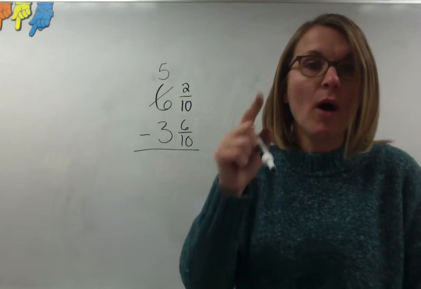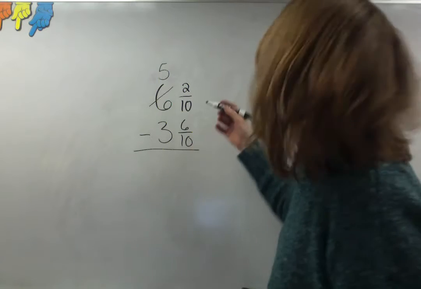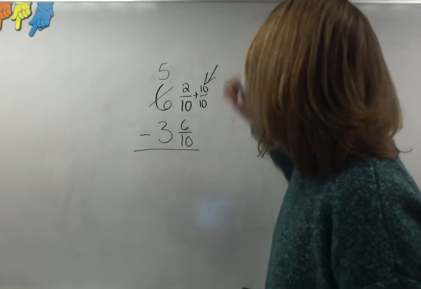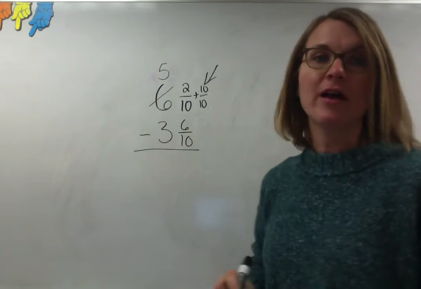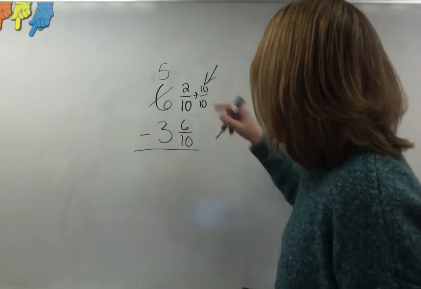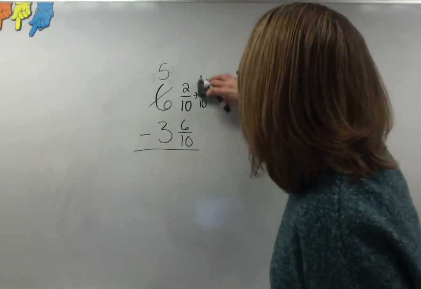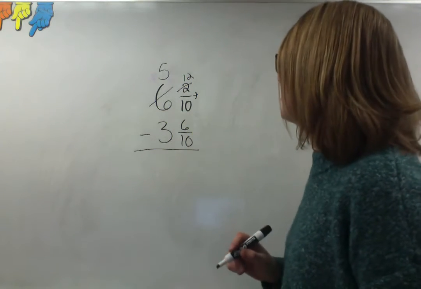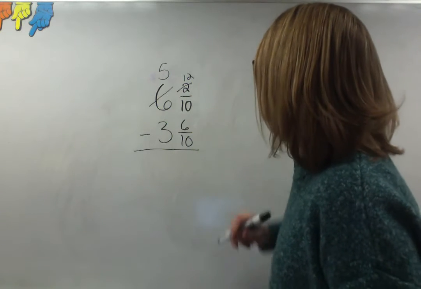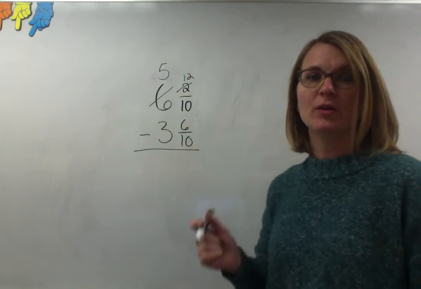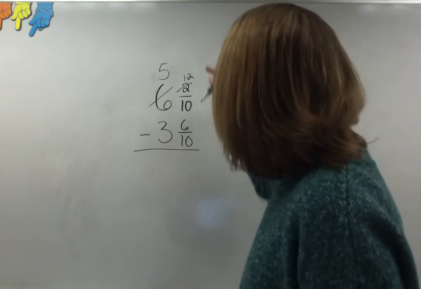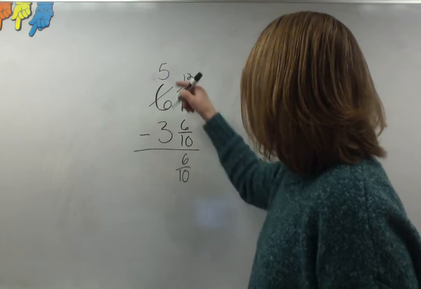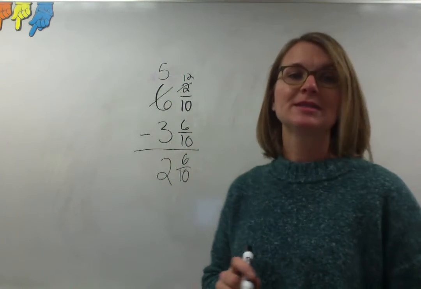Well, a whole 1 would be 10 tenths. So what I'm really doing is adding 10 tenths, because 10 tenths is what a whole would be if your denominator was 10. So 2 tenths plus 10 tenths, all my examples today are using 12, would make 12 tenths. So my new numerator is going to be 12. And then I can subtract. 12 minus 6 is 6, which is 6 tenths. 5 minus 3 is 2, so I have 2 and 6 tenths.